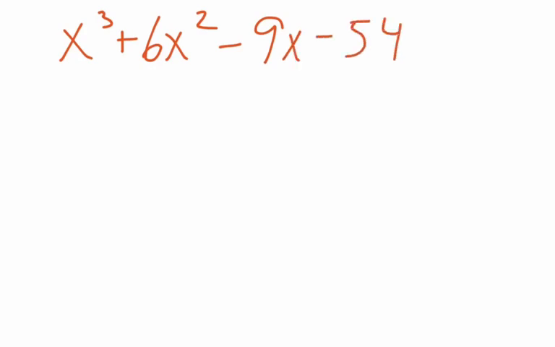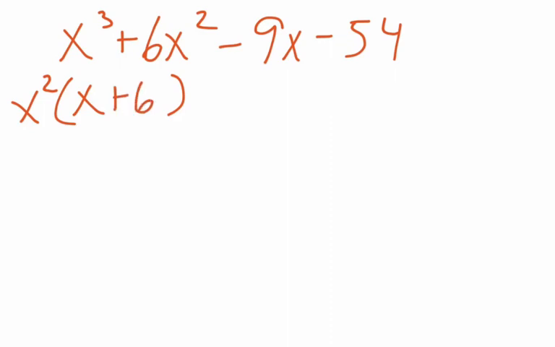Example 2 is x to the third plus 6x squared minus 9x minus 54. And we're going to break this up into 2 groups. So we're going to get the x to the third plus 6x squared. And we look at that and say, what's the common factor? Well, we have 3 x's and we have 2 x's, so we can factor 2 of those x's out. If you have 3 x's and 2 of them come out, you are left with just 1. If you have 6x squared and the x squared comes out, you're left with the 6.